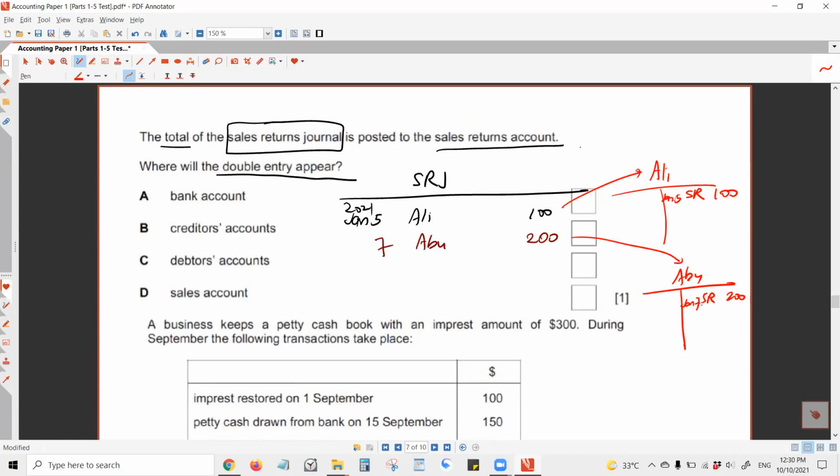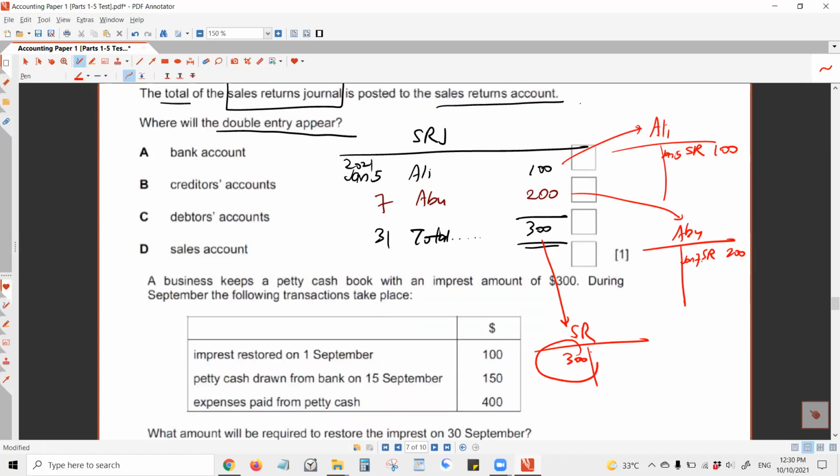At the end of the month, remember, we have to total it up. Here write total for the month, and write the 31st, which is the end of the month. On the same day, you will transfer this figure to the sales returns account, debit side. A common mistake made by students is to split the 300 into 100 and 200 individually. No, don't split. If you split it, it's wrong. You must put the 300 there.